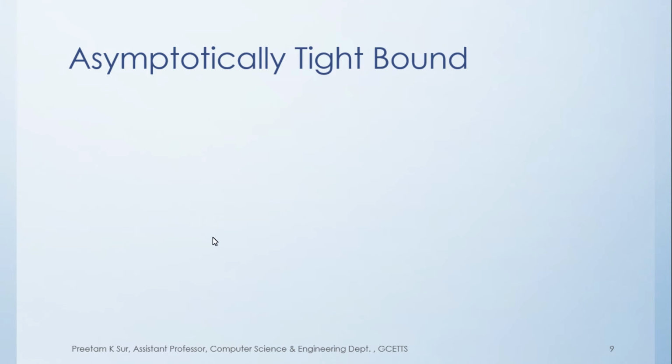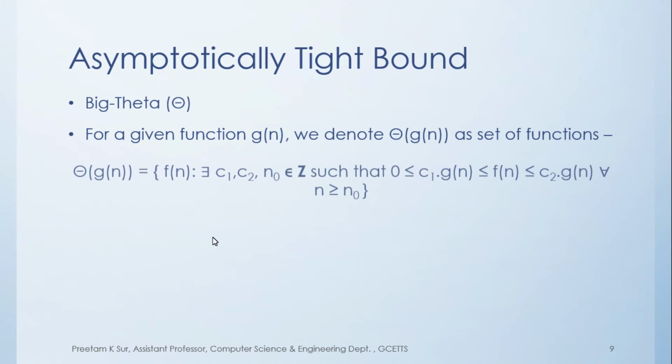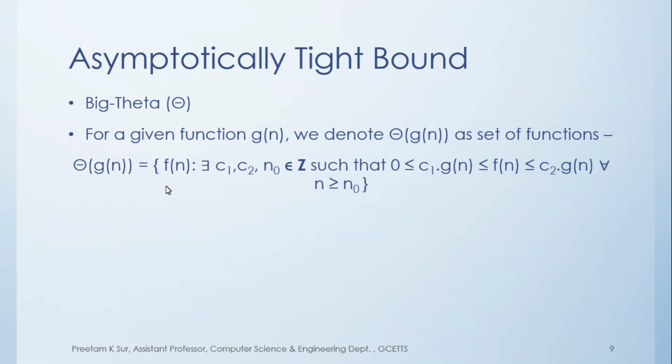Finally we are going to discuss the asymptotically tight bound. The asymptotically tight bound is represented by the Greek letter big theta. For a given function g(n), we denote big theta of g(n) as a set of functions. How is the set defined? The set is defined as f(n) such that there exist constants c1, c2 and n0, three constants, all of them positive integers, such that 0 less than or equal to c1 into g(n), less than or equal to f(n), less than or equal to c2 into g(n) for all n greater than or equal to n0.